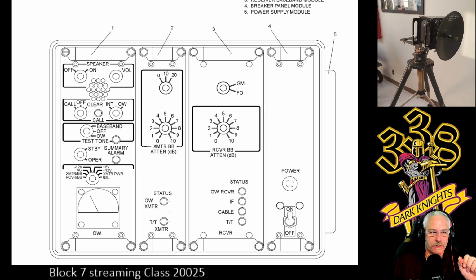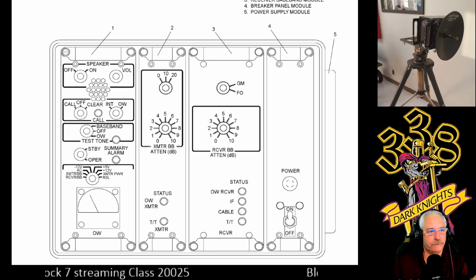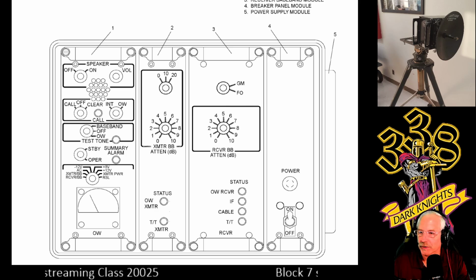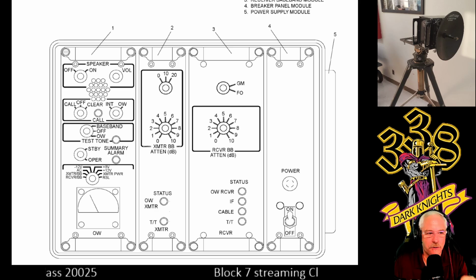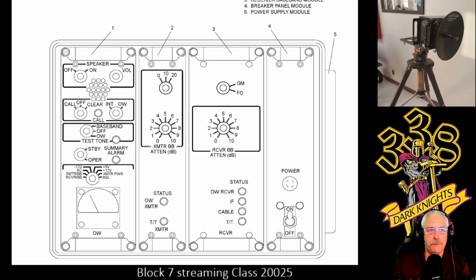At the bottom of each one of these cards, you can see OW, which is called the order wire assembly, or LRU. You have a transmitter assembly. You have a receiver assembly. And all of these are called line replaceable units. And back behind number 4, that's your breaker panel along with your power supply.